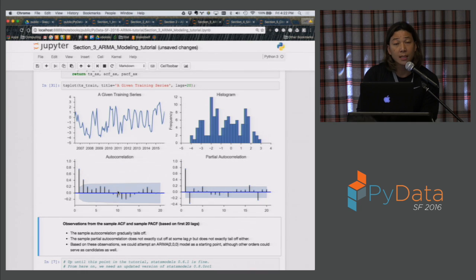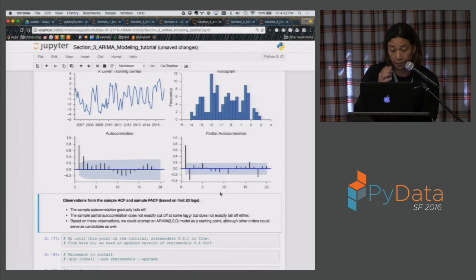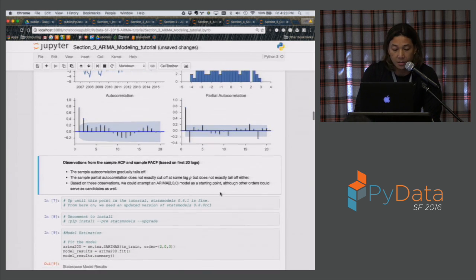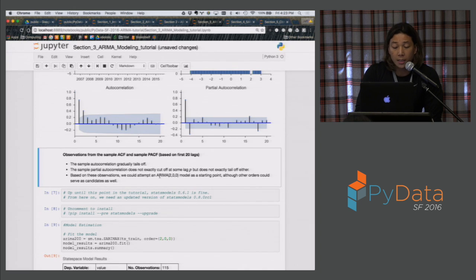It also slowly tails off, and for the MA model, it cut off pretty drastically after two ACF, after two partial autocorrelations. So it looks like, and I haven't differenced anything, so this is the raw series already, a good starting point is an AR2 model.